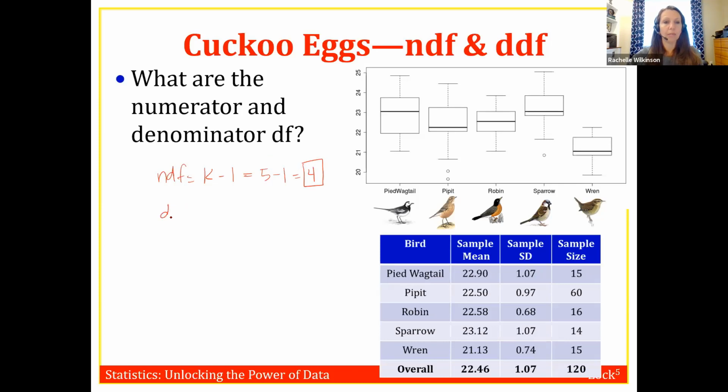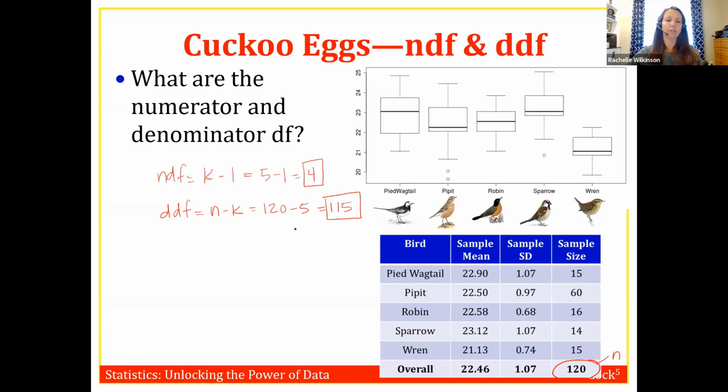And for my denominator degrees of freedom, that was equal to n minus k. N is the total number of observations. So that's this 120 number down here. So I'm going to have 120 minus 5. So k is the number of groups we're comparing. So I end up with 115.